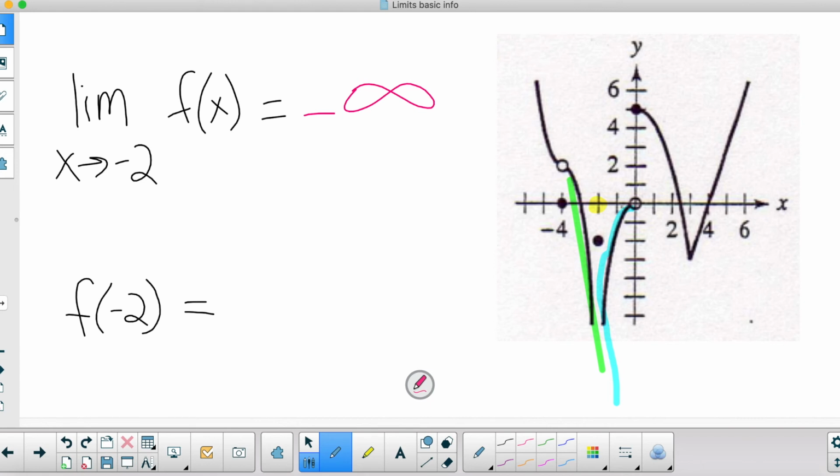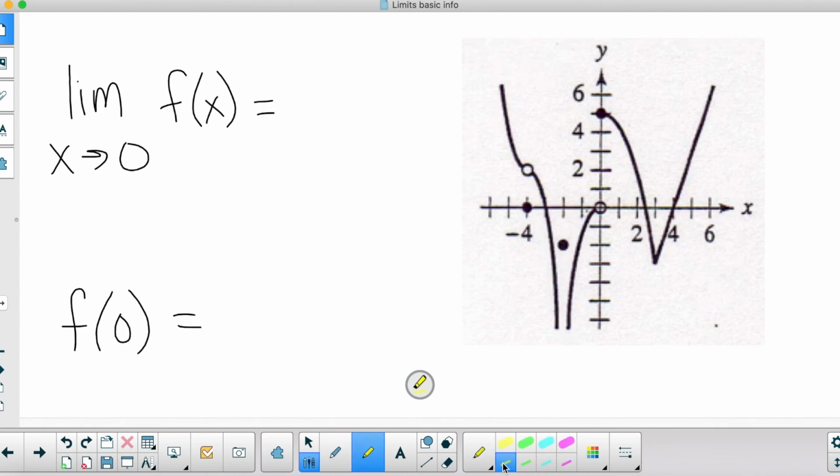But now what about our value? Remember, values are closed circles. So our value when x is -2 is also -2. So notice our limit and our value, again, are different. Let's try another one. The limit as x goes to 0 of f of x.